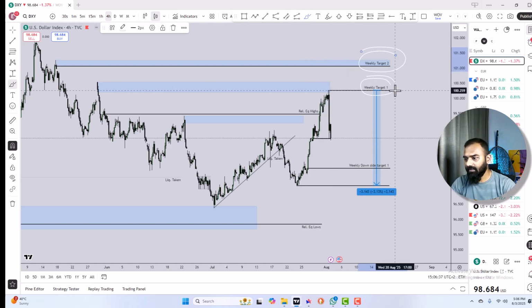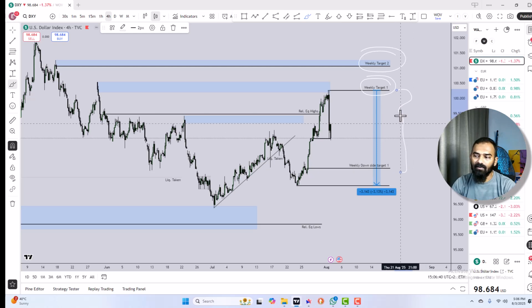So basically we are going to be trading inside the range for some time, Monday, Tuesday, up to the red news event, and then we can see either upside or downside. But I am bullish on dollar.